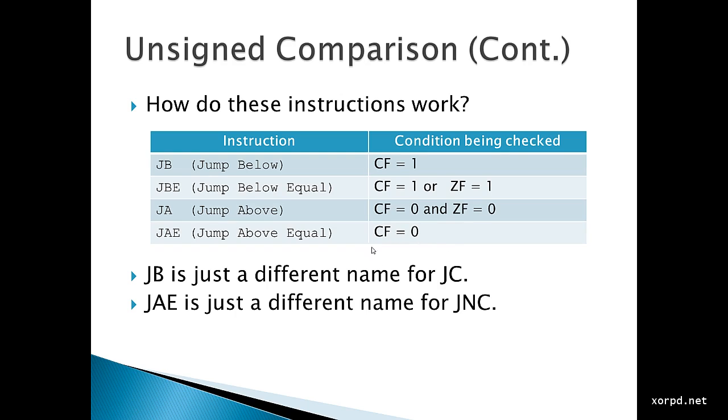You have probably noticed by now that jump below is just a different name for the jump carry instruction. And jump above equal is just a different name for the jump not carry instruction. We are talking about those 2 instructions. And indeed, the encoding of jump below and jump carry is exactly the same, because they actually do the same thing. These are just different names for the same encoding. The same goes for jump above equal and jump not carry.